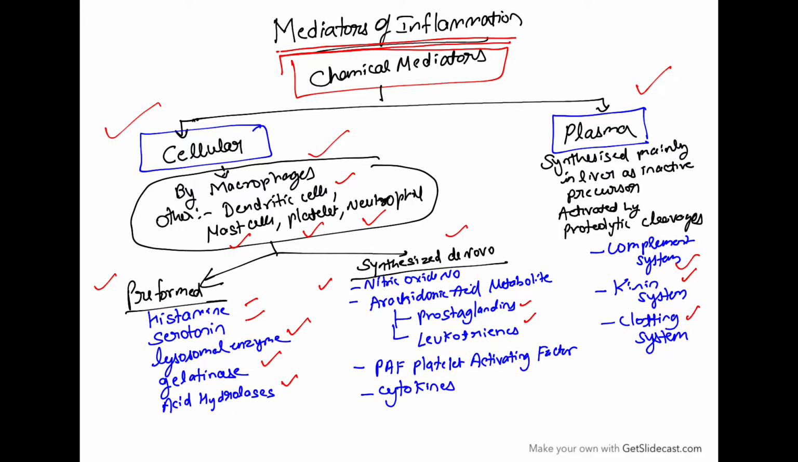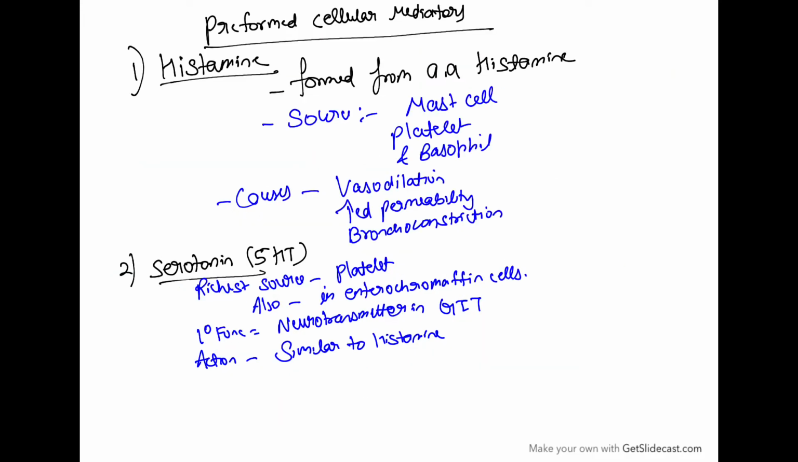Now, going with the cellular mediators first, the preformed cellular mediators. Histamine. Histamine is formed from an amino acid histidine, and the sources are mast cells majorly and also platelets and basophils. Now what does it cause? Histamine we can remember from allergic reactions or anaphylaxis. Therefore, it causes vasodilation, increased vascular permeability and bronchospasm. So histamine causes all of these things.